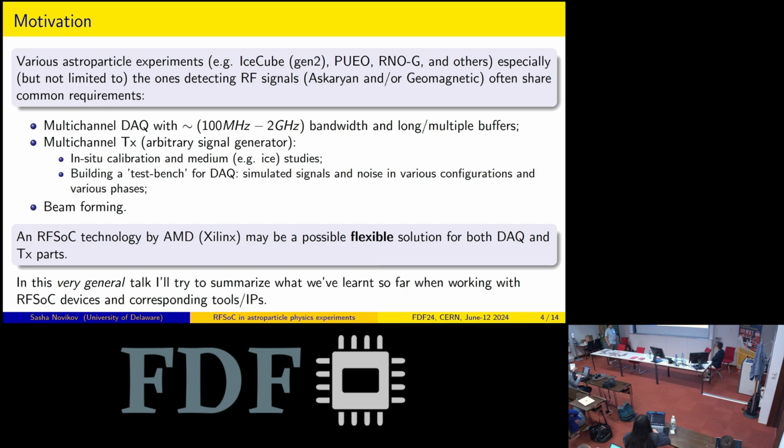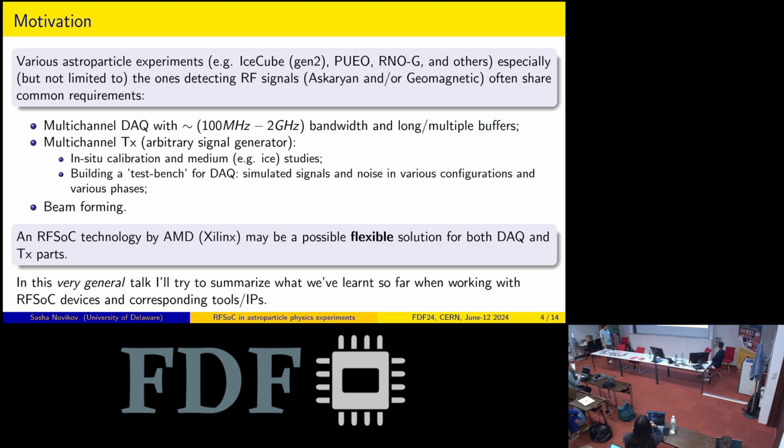For instance, we had the idea of simultaneously reading the IceCube surface array and the main IceCube optical system, and the buffers there have to be seconds long, like 10 seconds, which is enormous. And for PUEO, you also want multiple buffers to do beamforming and other things like that.